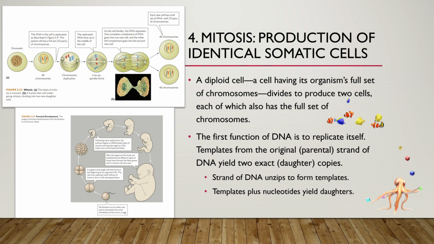There are two steps of DNA replication. Step 1 is the strand of DNA unzips to form templates, in which weak nucleotide bonds between bases break, exposing two parental strands of DNA. And step 2 is templates plus nucleotides yield daughters, in which free-floating nucleotides in the nucleus match with the newly exposed template strands of DNA. Free-floating nucleotides are nucleotides that are present in the nucleus and are used during DNA replication and mRNA synthesis.